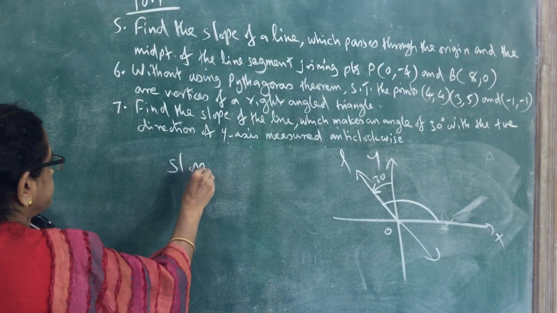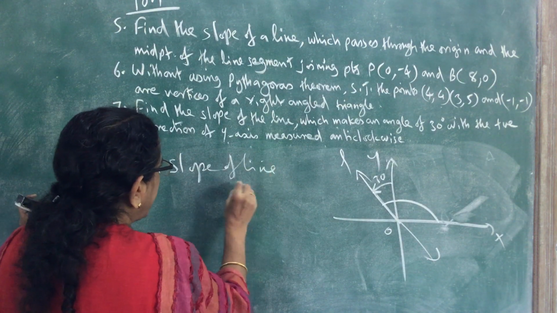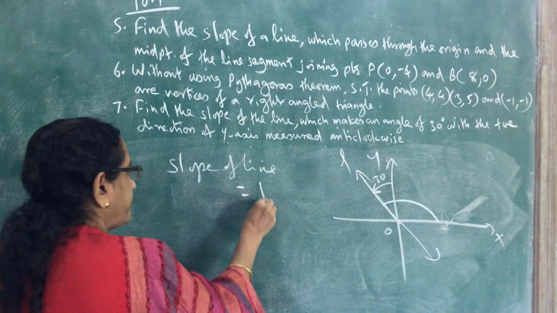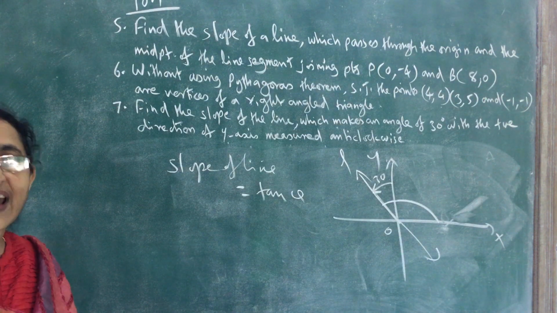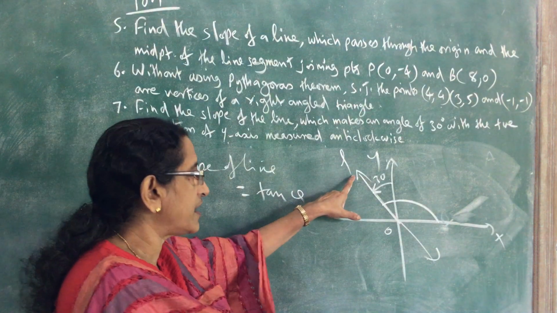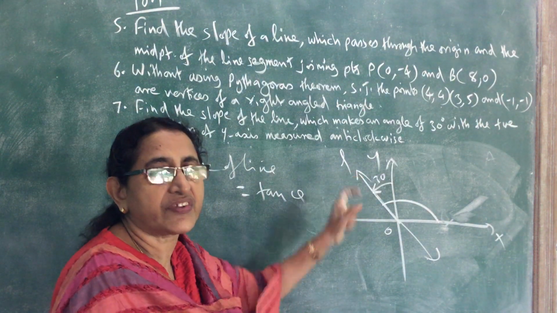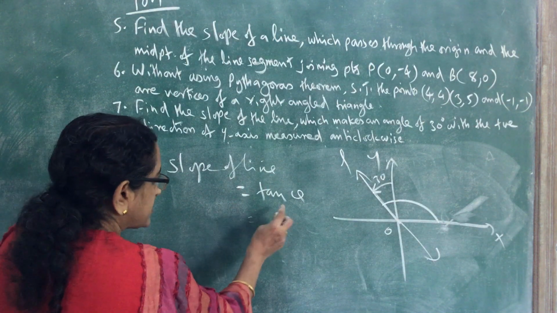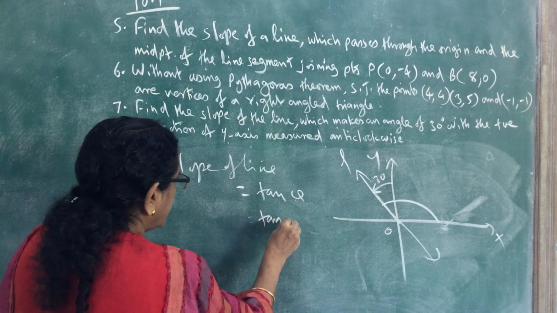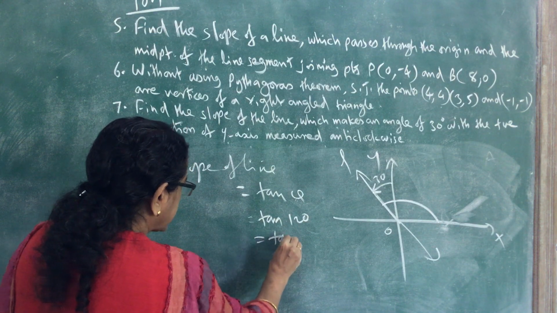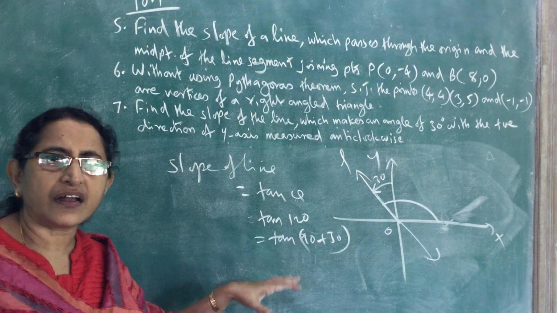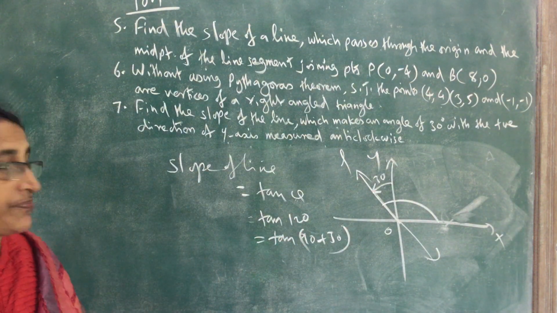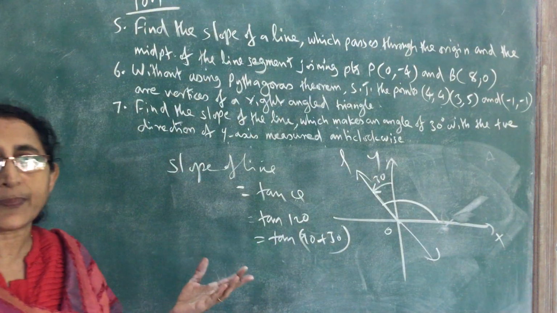We were to find the slope. Therefore slope of the line is equal to tan theta, where theta is the angle of inclination of the line. That is, theta is the angle which that line makes with the positive direction of x-axis. So this line makes angle 90 plus 30, that is 120 degree with the positive direction of x-axis. So theta is 120 degree. So tan 120, that is equal to tan 90 plus 30. What is tan 90 plus 30?